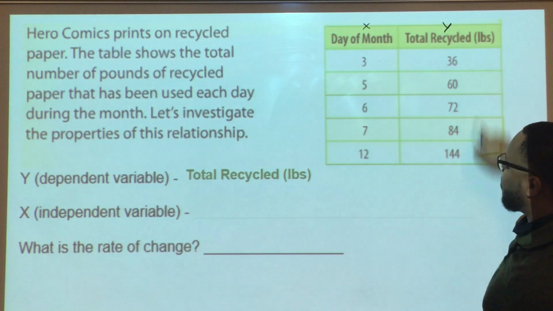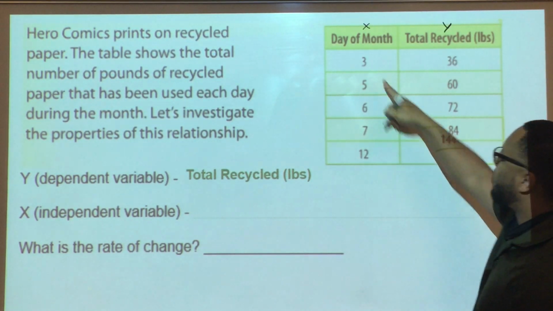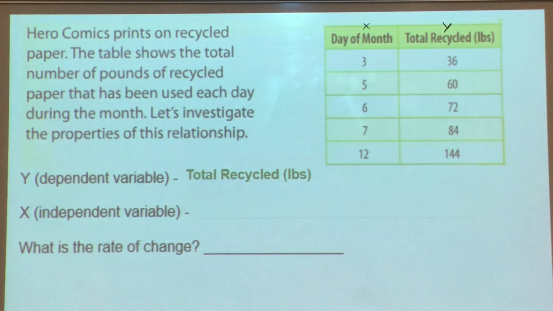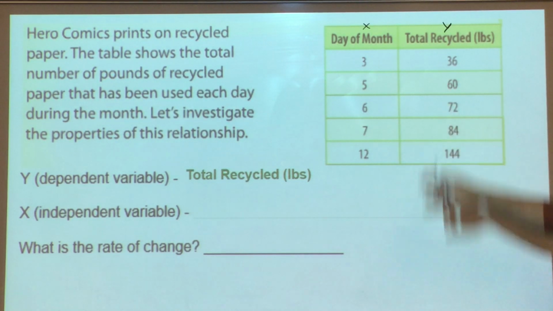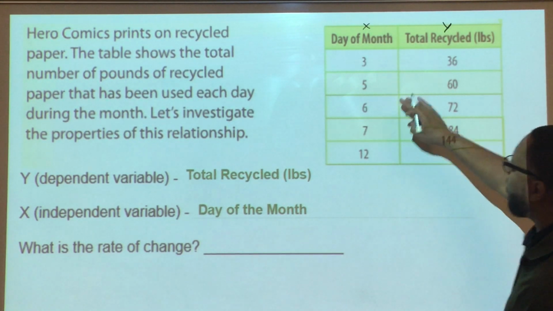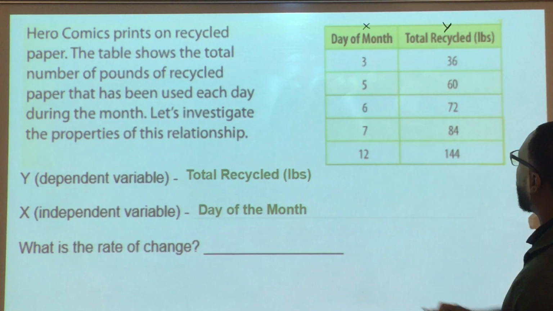your total recycled pounds depends on what day of the month you're dealing with, because it looks like every day they recycle and they collect a certain amount per day of recycling. So how much you have depends on where you are in the month. So that's why X is going to be your independent variable. That's the day of the month. So in this table, they've given us the 3rd day, the 5th day, 6th, 7th, and the 12th day.